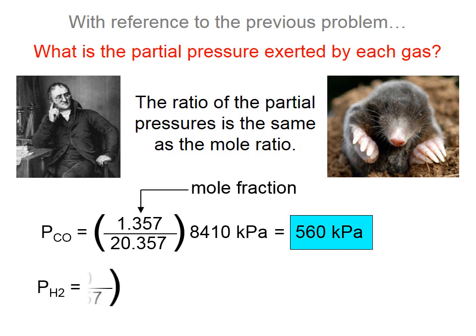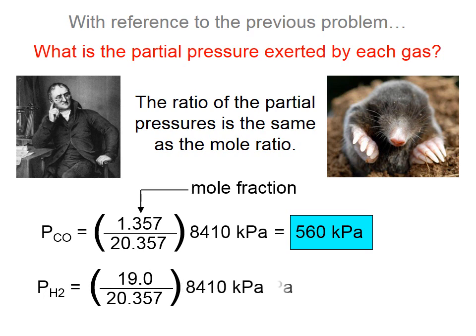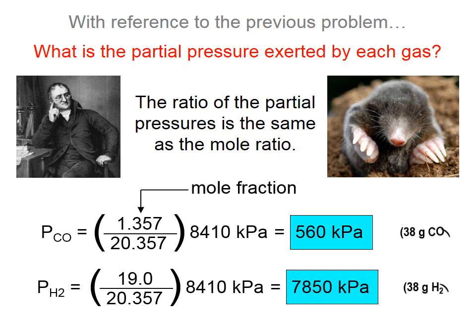We're going to do the same thing with the hydrogen. 19 moles of hydrogen divided by a total number of moles in the mixture of 20.357 multiplied by the total pressure, 8410 kilopascals, gives 7850 kilopascals. That's pretty amazing that the same mass of two different gases can exert vastly different pressures because the pressures depend not on the mass but on the number of moles.